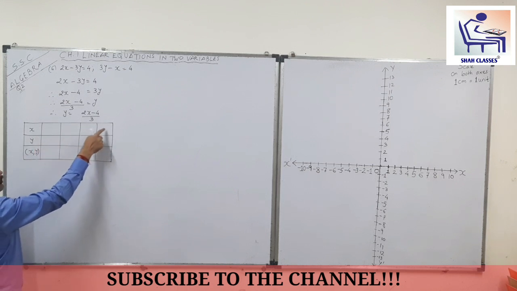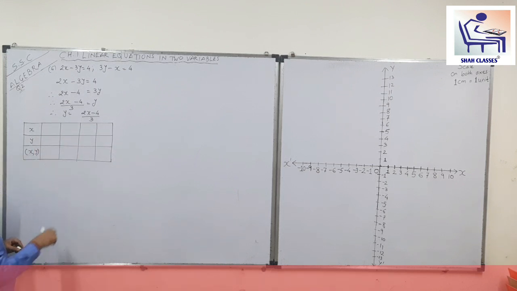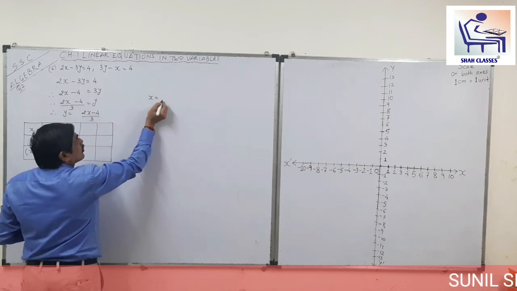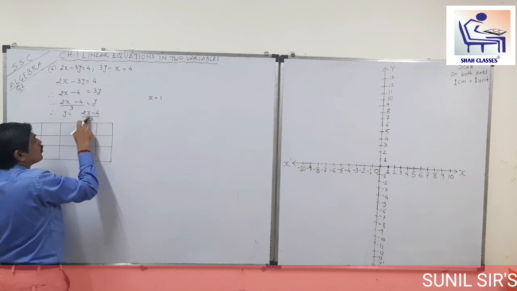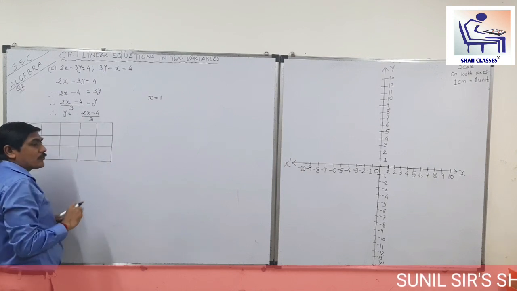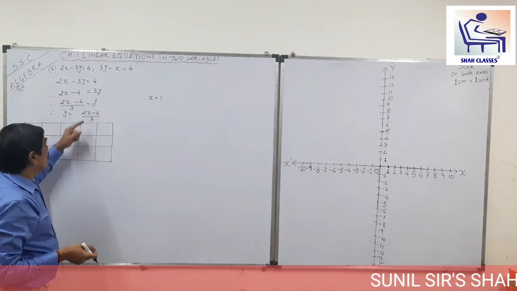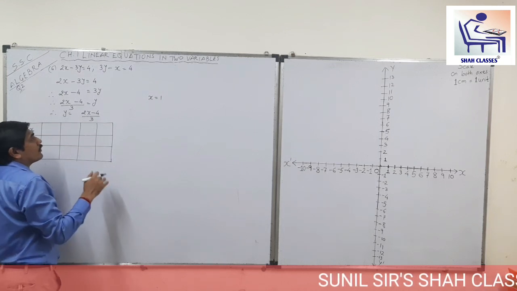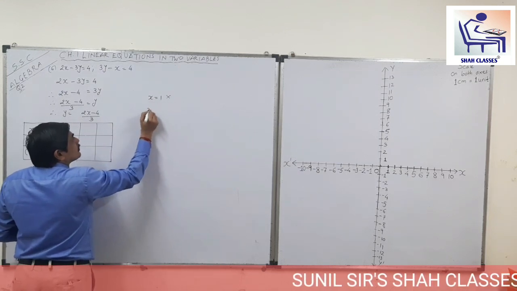So we have to take 4 coordinates, any 4 values of x which we are going to assume. So one by one we will again do the rough work. 2 ones are 2, 2 minus 4. 2 minus 4 is minus 2 upon 3. We are getting the answer in point, that is fraction. So we will avoid this value.